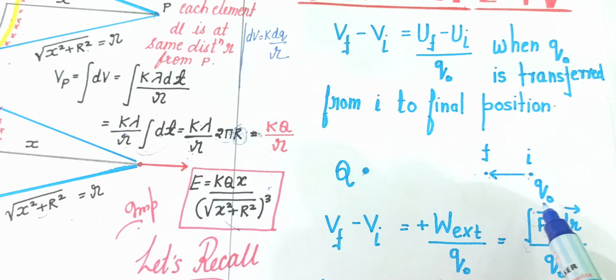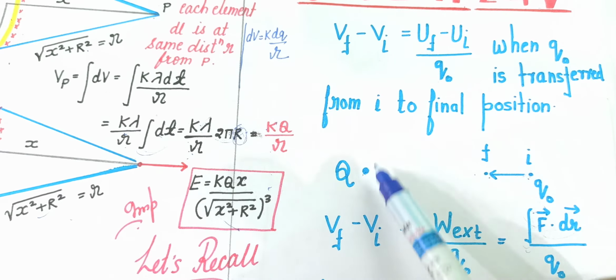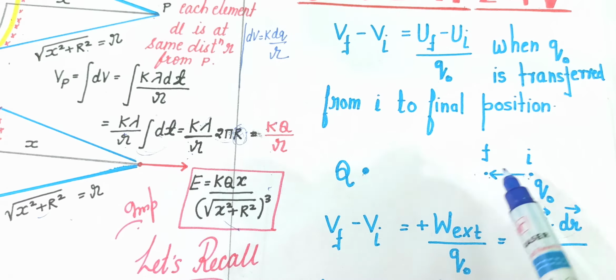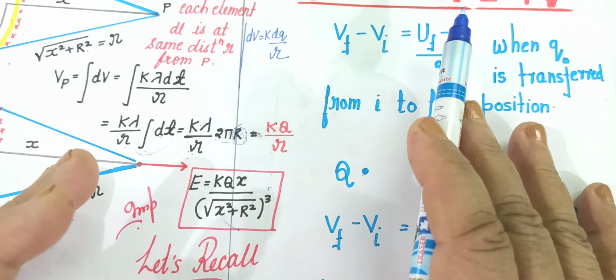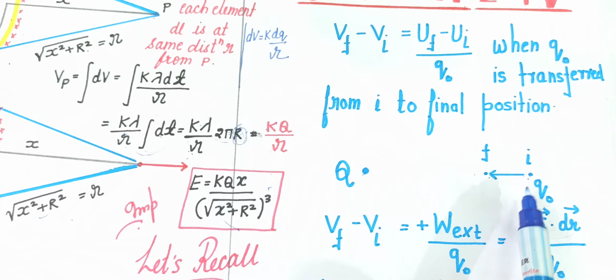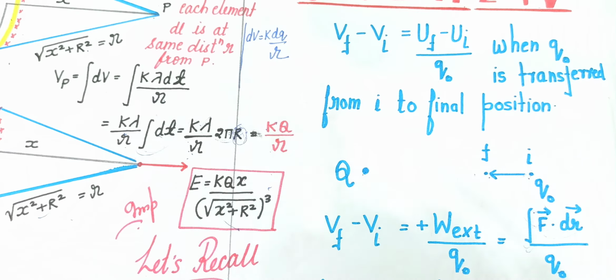In this process he has to overcome the resistance, the repulsion of Mr. Q. So work will be done here. That work will change the potential energy of the system. When Q is at initial position, potential energy is something else. When it is at final position, potential energy is something else.